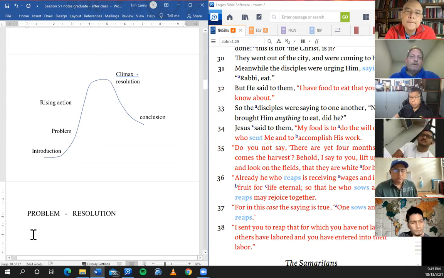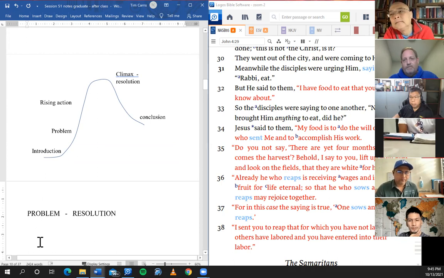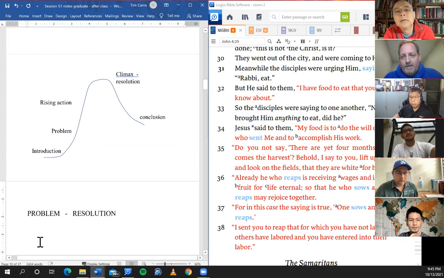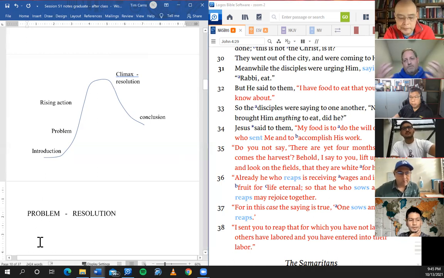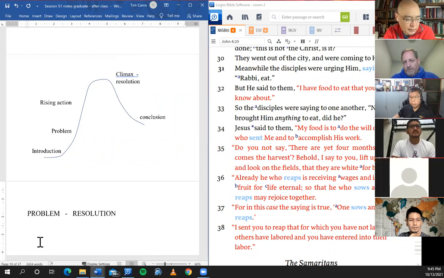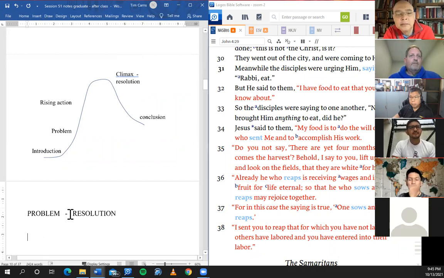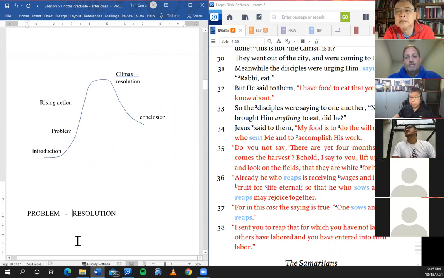There's an introduction, which gives some preliminary information. The problem is revealed, then they try to deal with this problem, but at some point the problem gets addressed, either for good or for bad. We can call the climax the height of that problem. The resolution is the solving of it. You could combine those concepts together.